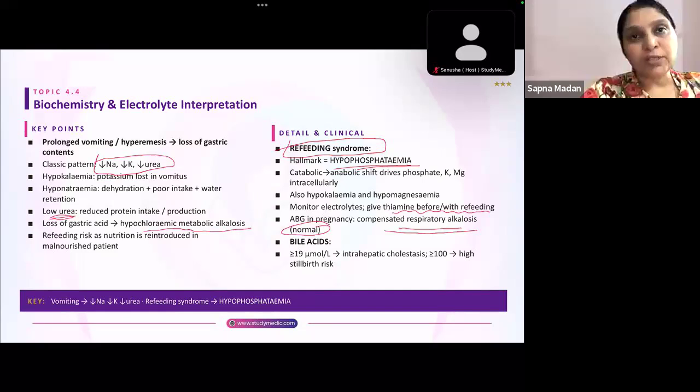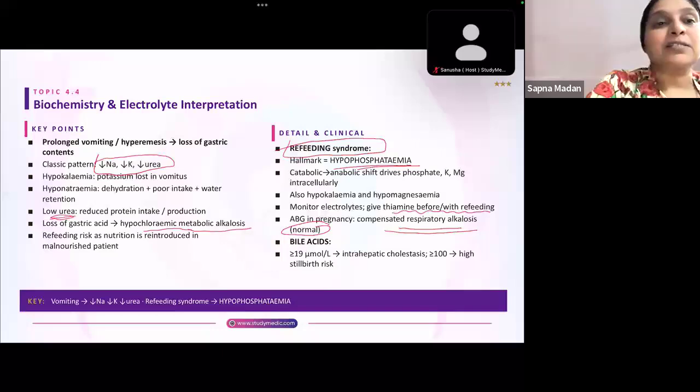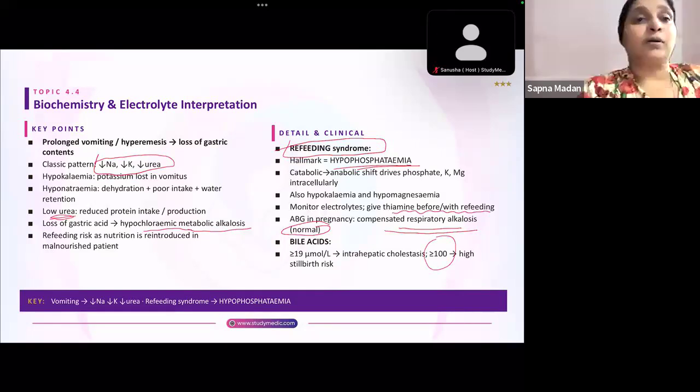Bile acids, as far as intrahepatic cholestasis is concerned, it is mild, moderate, and severe. So the diagnostic cutoff is 19 micromoles per liter, and between 19 to 40 or 39, it is considered as mild, and between 40 to 99, it is considered as moderate, and more than or equal to 100 is considered a severe form. This more than or equal to 100 micromoles per liter of bile acids is a sign that the fetus can have a stillbirth.